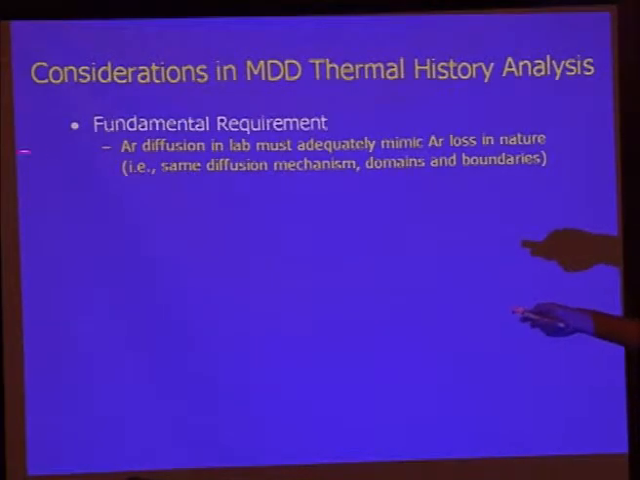But this is the fundamental requirement. If argon diffusion in the lab, if I screw up, if I don't keep the mineral stable, or if I melt it, or if the diffusion mechanisms... Greg showed a plot of dislocation creep versus a thermal component. What if the diffusion mechanisms that are important on timescales of 10 to the 7th years are, in fact, irrelevant at the laboratory scale? Then I'm in trouble.